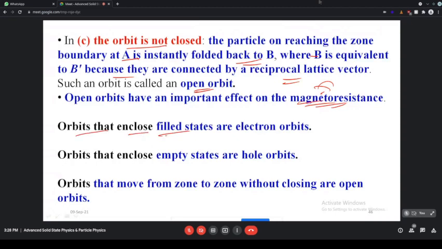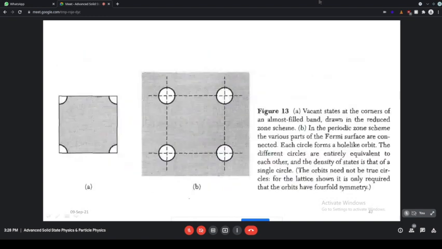If an orbit has filled states inside, then that is known as an electron orbit. An orbit that encloses empty states, empty from inside, is known as a hole-like orbit. Okay, and an open orbit is one which is open at the end.